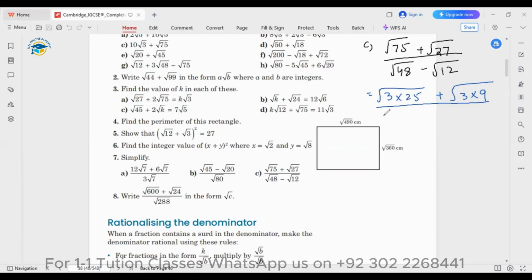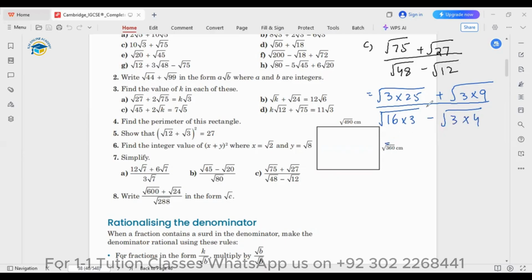Next for 48, again we will try to make it into a similar prime factor with 3. So 3 times 16 is 48, along with that 12 is 4 times 3. So you can check it through the calculator as well. I'm just making the factors directly like this.